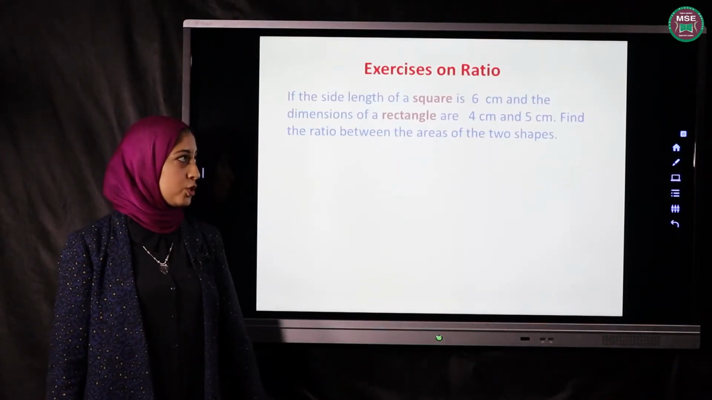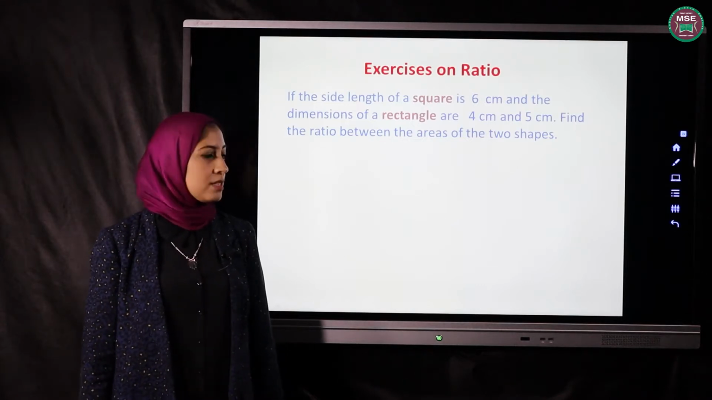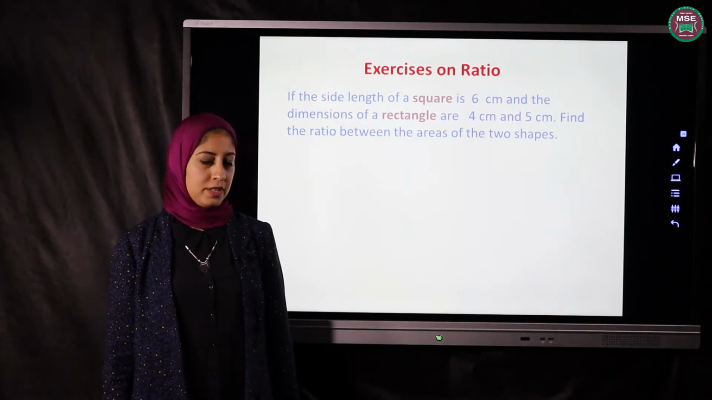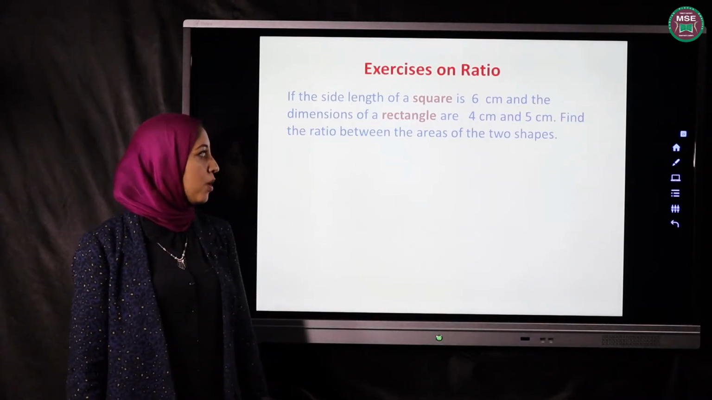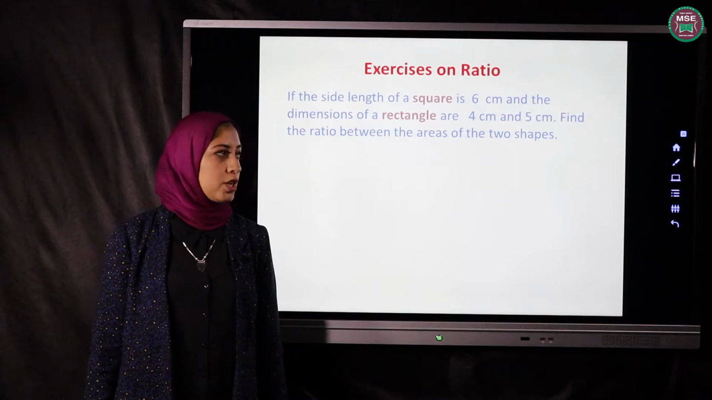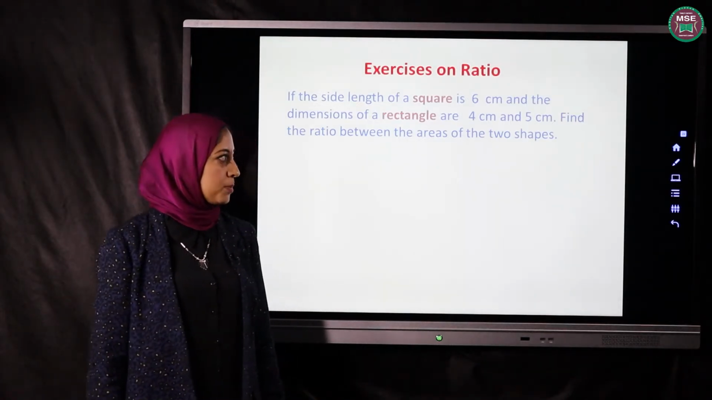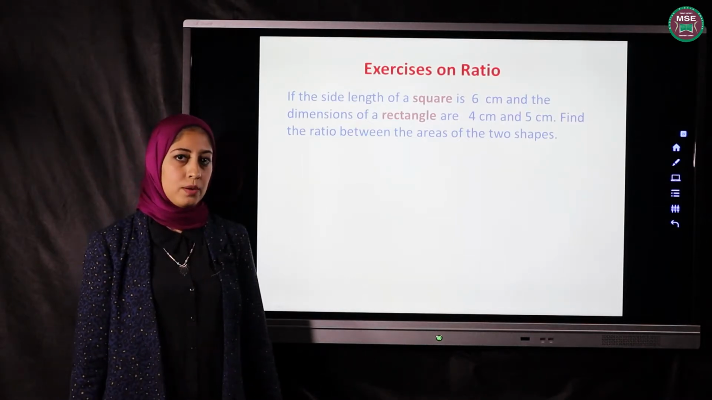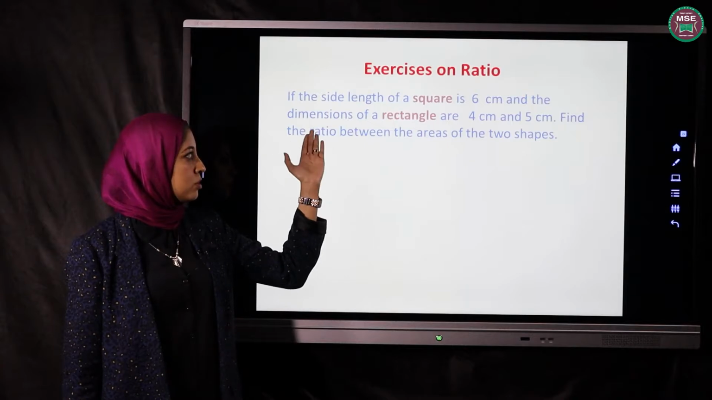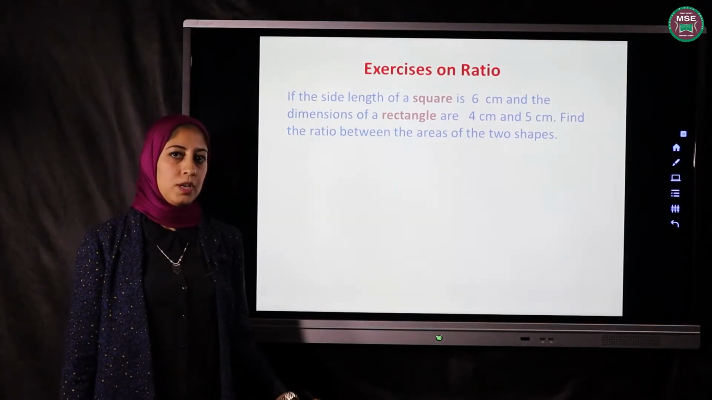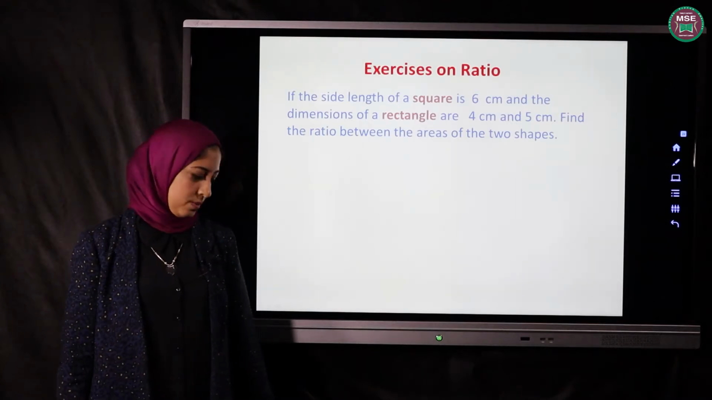Let's read together the first question. If the side length of a square is 6 cm and the dimensions of a rectangle are 4 cm and 5 cm, find the ratio between the areas of the two shapes. First, let's remember together what are the areas of the shapes. What is the area of the square? Area of square equals side times side. What is meant by dimensions? It means length and width. The area of the rectangle equals length times width.